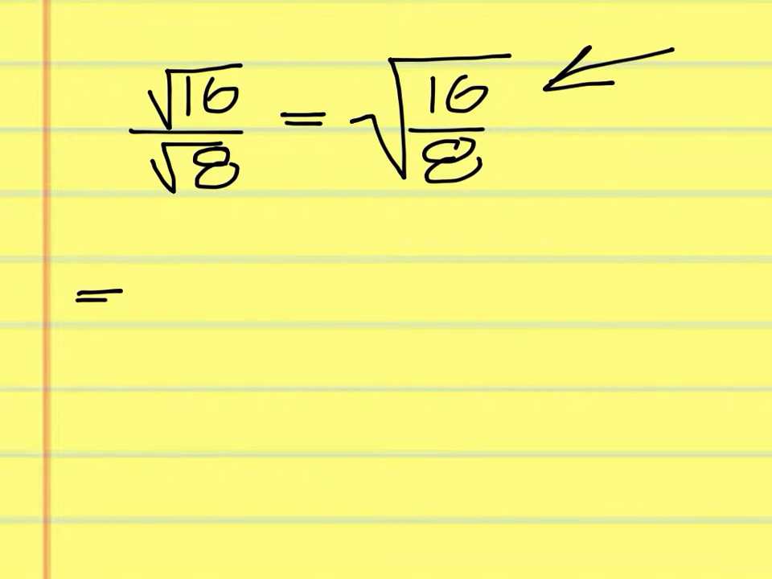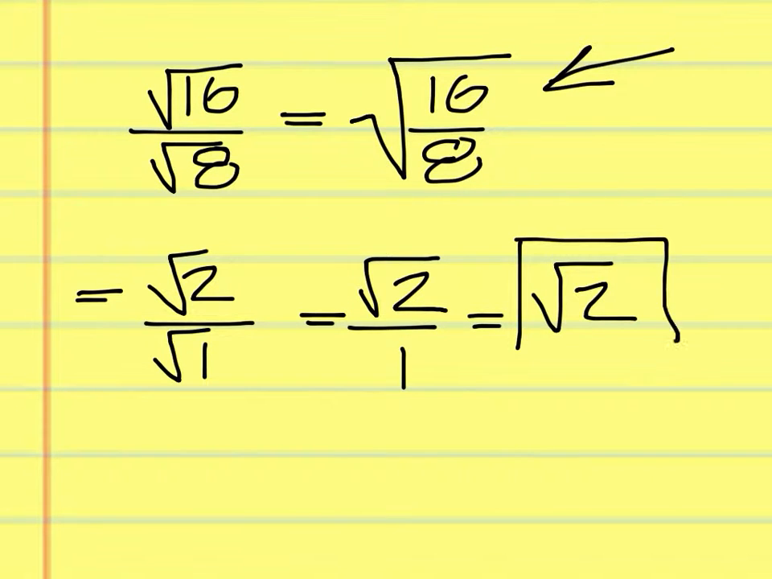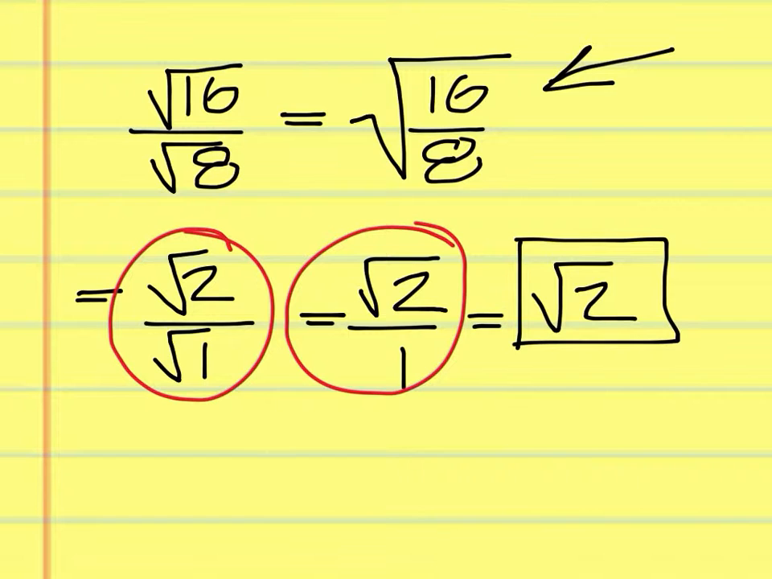8 goes into itself once, and into 16 twice. What's the square root of 1? 1, so square root of 2 over 1 is just square root of 2. And in this case, that is the simplified answer of square root of 16 over square root of 8. Had you multiplied top and bottom by the square root of 8 and went on from there, you would have done a lot more work. This step is unnecessary, and so is this. So in reality, you could just look at that and come up with this without any work to show at all.